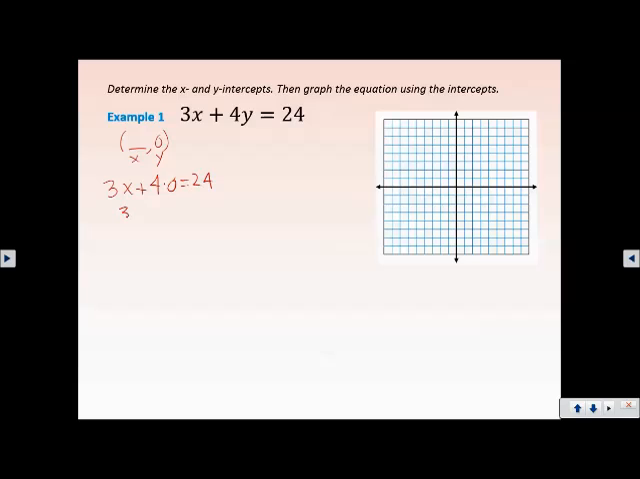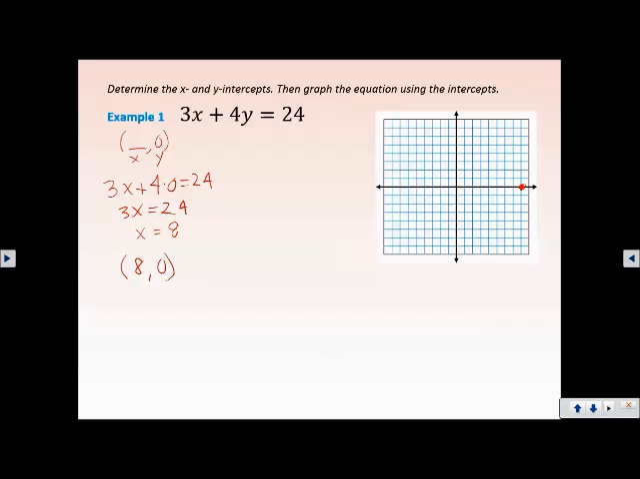So I get 3x equals 24. Divide each side by 3. I get x equals 8. So that means the x-intercept is the point 8, 0. Let's go ahead and graph it. 2, 3, 4, 5, 6, 7, 8. Right there, 8, 0. That's one of the points on the line already.